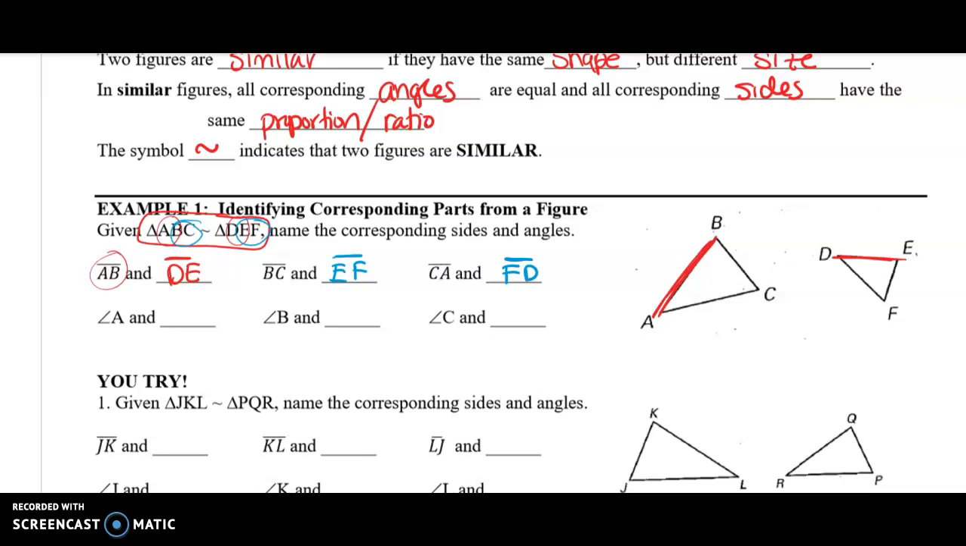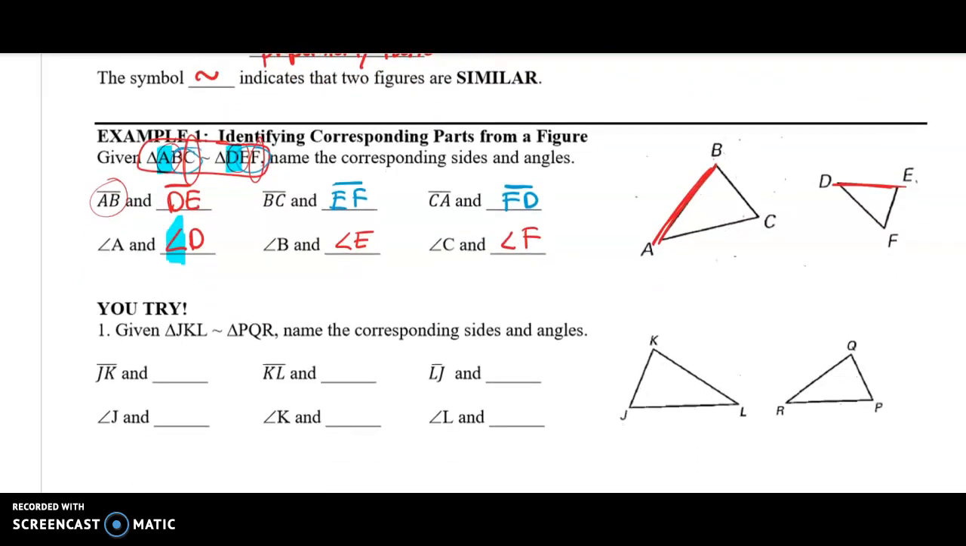Okay, angle A, again, we're going to look at the position up top here. So angle A would be the same as angle D. Angle B would be the middle letter up top, so it's going to be the same as angle E. And then angle C, being that last letter here, would be the same as angle F. And again, notice that you're putting the same notation with the angle marking on those since you're talking about angles.